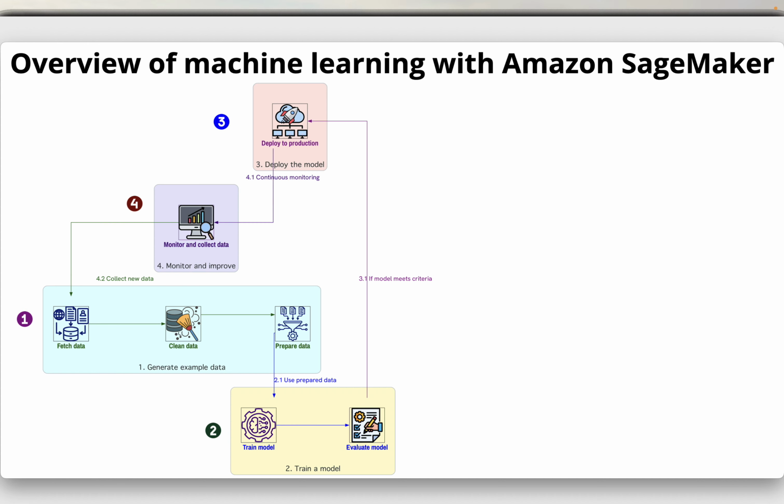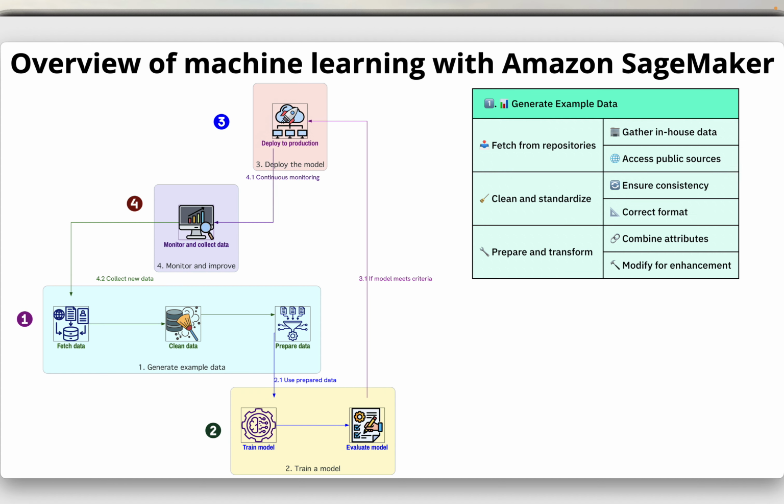Overview of the machine learning process with Amazon SageMaker. So, the machine learning workflow with Amazon SageMaker. First you generate example data. There will be a couple of steps. You will fetch from repositories, which is basically gathering data from in-house or public sources. Then step B would be clean and standardize. So you ensure consistency and correct formatting of data, which is required. Then within that you will have the prepare and transform stage, wherein you combine or modify attributes to enhance model performance.